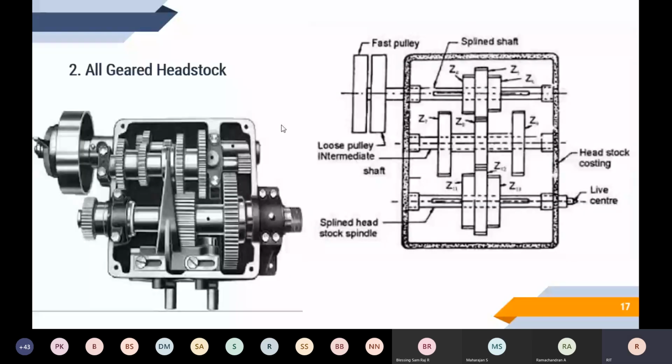And then all gear headstock. It's very easy to operate as there is no manual slip of the belt from one step to another. Because of the problem faced at the time of machining with the cone pulley mechanism, when the belt slips during machining, it affects the entire process. To overcome those problems, the all geared headstock was developed. The all geared lathe has 3 or more shafts mounted within the casing. The gears are equipped to obtain different speeds, which can be more than 18 spindle speeds, normal for the lathe.